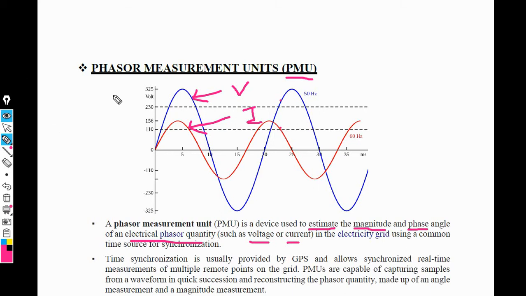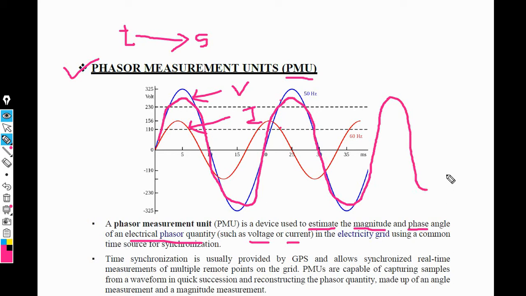Okay, now this is the concept of the phasor measurement unit. But in a phasor measurement unit we also need time, and this time is required for synchronization. That means a continuous waveform. This is the continuous waveform of the voltage, in which we need time. Time is the reciprocal of the frequency. That means this is the frequency.